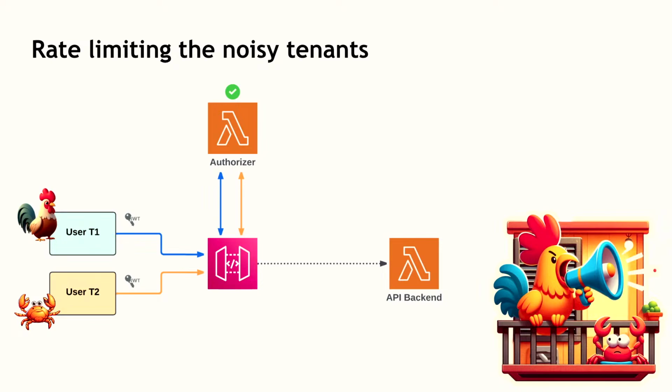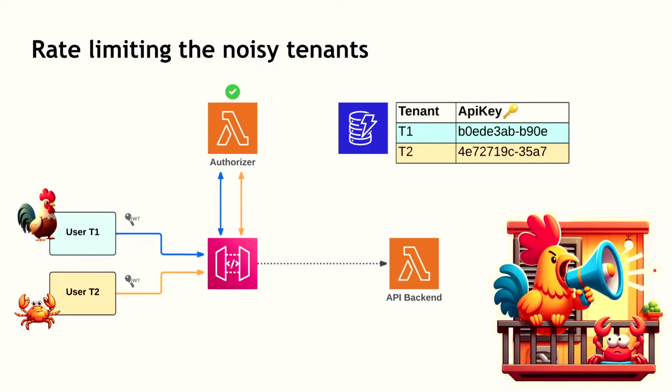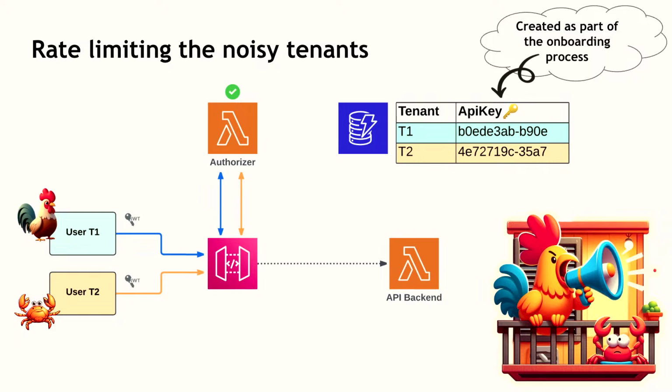So this is how our structure looks. The users keep sending requests to API Gateway. It goes to the authorizer, but now we're adding a new component to this stack. That's a DynamoDB table. It's a very simple table. It has a key value there, where we store each tenant and what API key belongs to it. So this API key you generate through API Gateway, and we set this as part of our onboarding process. So when I'm creating a new tenant, I generate a key and assign it to the tenant on this table.